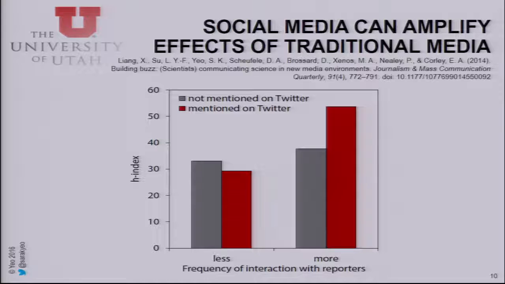However, among these nanoscientists who had more interactions with reporters, those who were mentioned on Twitter also tended to have higher H indices. And these are all fairly well-cited scientists, excuse me. I talk about scientists and reporters a lot.